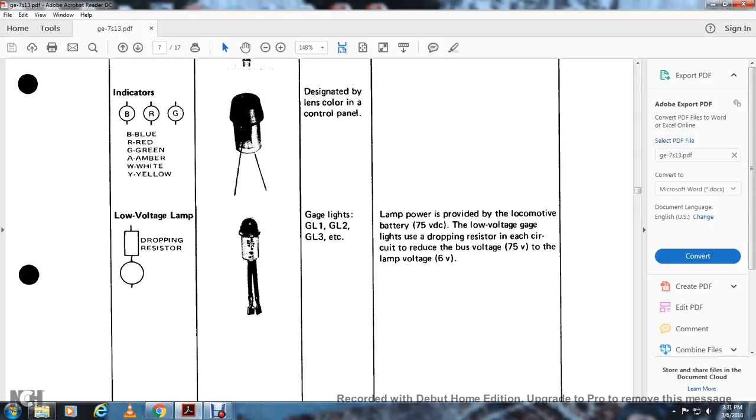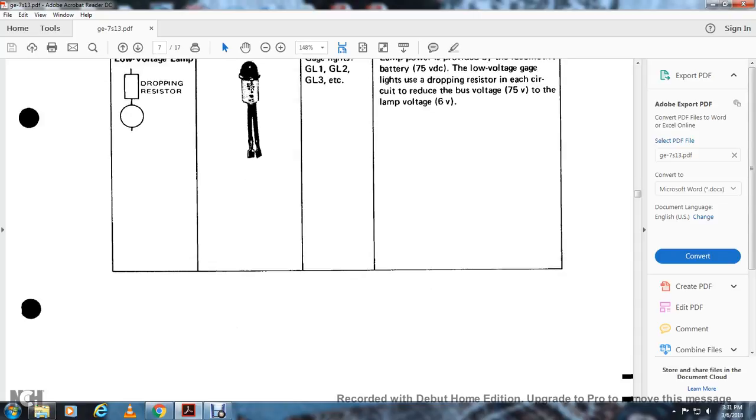Your low voltage lamp is a circle with a square dropping resistor, gauge lights GL1, GL2, GL3, etc. Lamp power is provided by the locomotive battery at 75 volts DC. The low voltage gauge lights use a dropping resistor in each circuit that reduces the bus voltage of 75 volts to the lamp voltage of 6 volts.